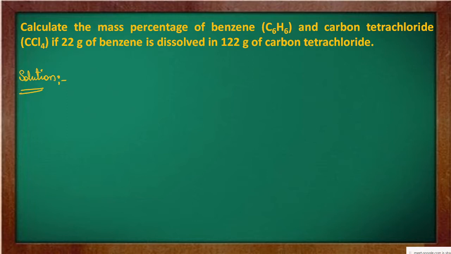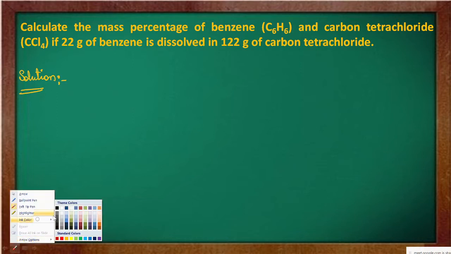Your first question is: calculate the mass percentage of benzene, C6H6, and carbon tetrachloride, CCl4. For both of them you have to calculate the mass percentage. What is the mass percentage of these two compounds in a solution? So let us begin. Let us start. So how to do it here?